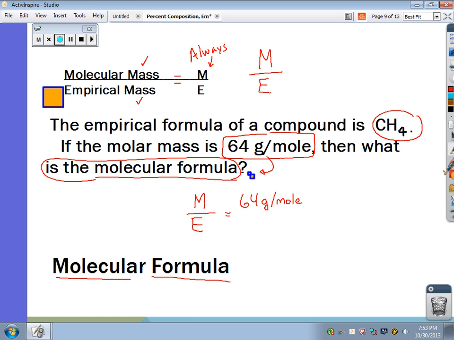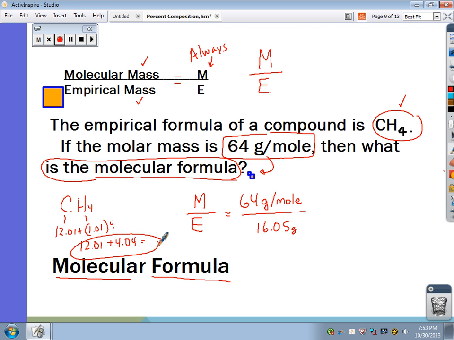You know the empirical formula. It's CH4. What's the mass of CH4? Well, let's write this over here. And this is 12.01. And this is 1.01, but there's 4 of them. So when I add that up, I get 12.01 plus 4.04, or I get a mass of 16.05. That's what this adds up to equal, 16.05 grams per mole. That's the mass of my CH4.